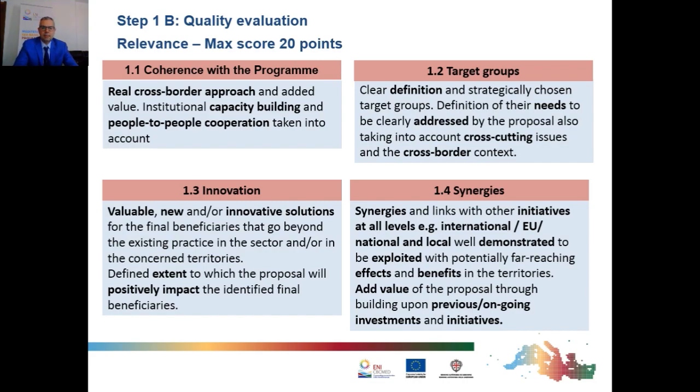The first section of the evaluation brief is the one concerning the relevance of the proposal. Once again, for this section, we have a maximum of 20 points. In fact, 4 criteria are foreseen within this section. Each criterion can be scored from 1 to a maximum of 5 points, where 1 is very poor, while 5 is the highest score.